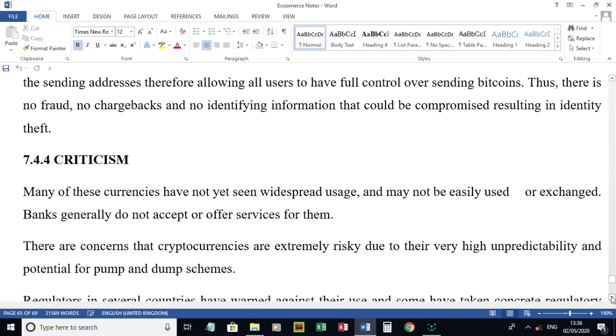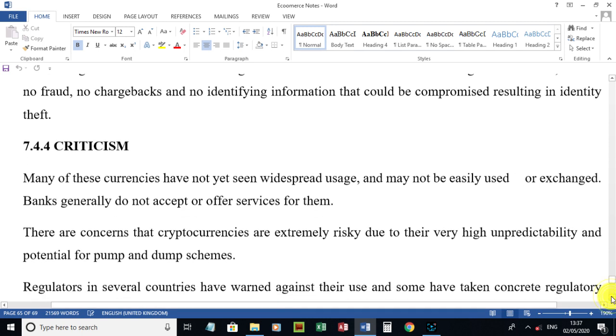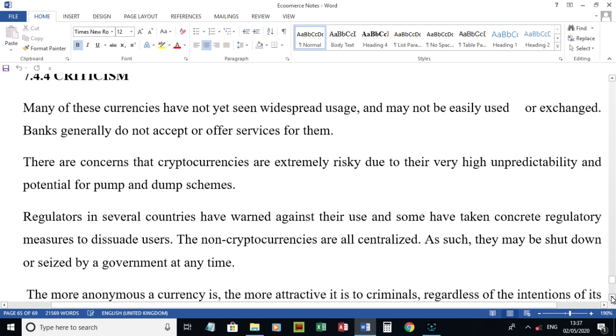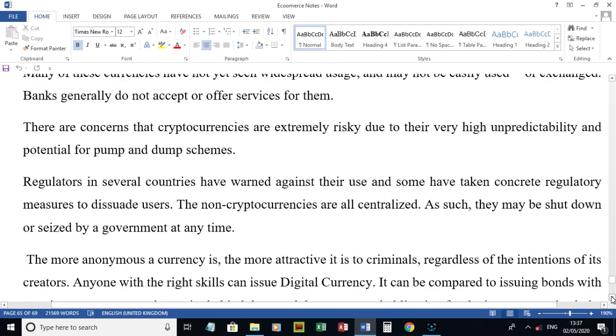There are concerns that cryptocurrencies are extremely risky due to their very high unpredictability and potential for pump and dump schemes. Regulators in several countries have warned against their use, and some have taken concrete regulatory measures to dissuade users. They have come out with regulations to thwart people's efforts to use it.